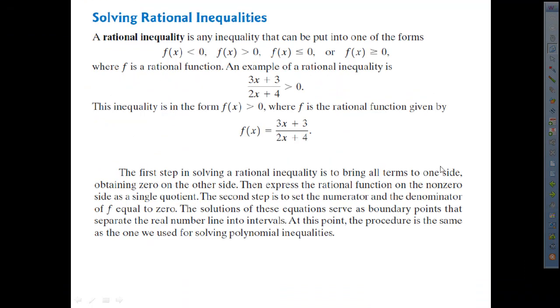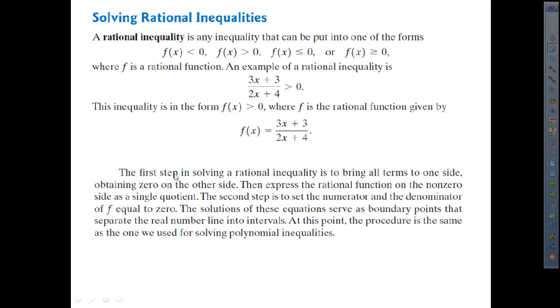All right, now when we deal with what are called rational inequalities, we're dealing with rational equations that are now inequalities. In other words, the rational equations that you've been graphing, now we're talking about setting them greater than 0, less than 0, greater than or equal to 0, less than or equal to 0. So we're dealing with this part right here, something similar to that.